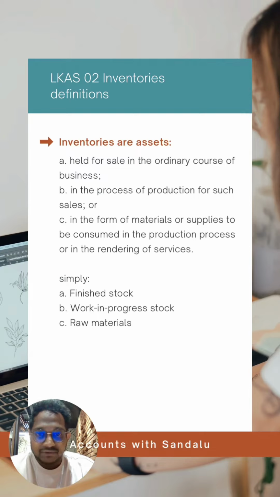What are they? Held for sale in the ordinary course of the business and in the process of production for such sales or in the form of materials or supplies to be consumed in the production process or in the rendering of service. So simply what are they? Finished stock, work in progress stock and raw materials.